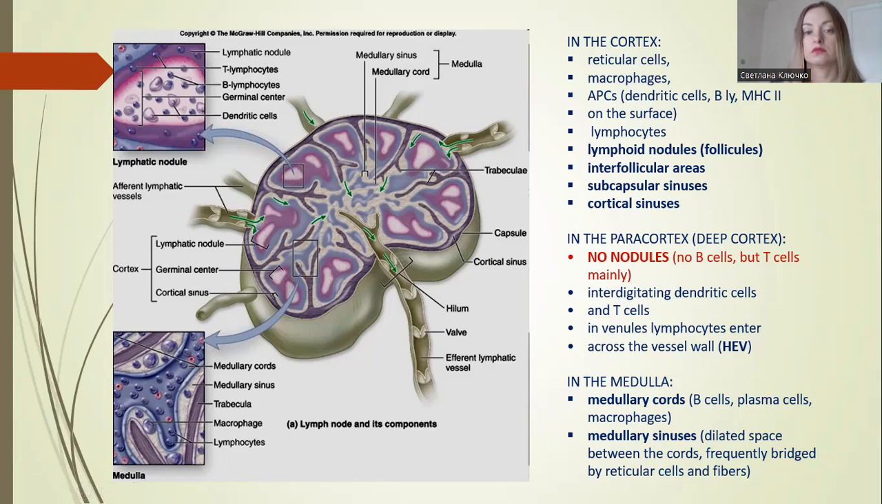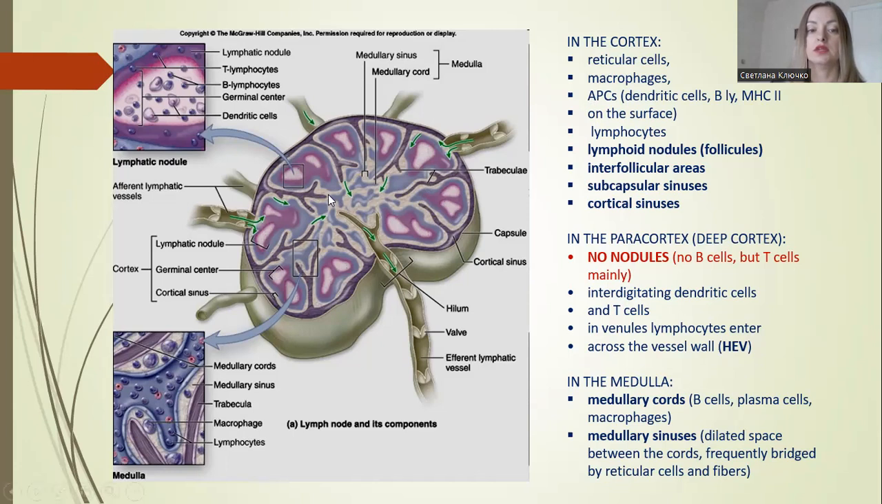Paracortex is located deeply. No nodules, no B cells, but T cells mainly in paracortex. Also present interdigitating dendritic cells, T cells. In venules, lymphocytes enter across the vessel's wall. This is venule with high endothelium.